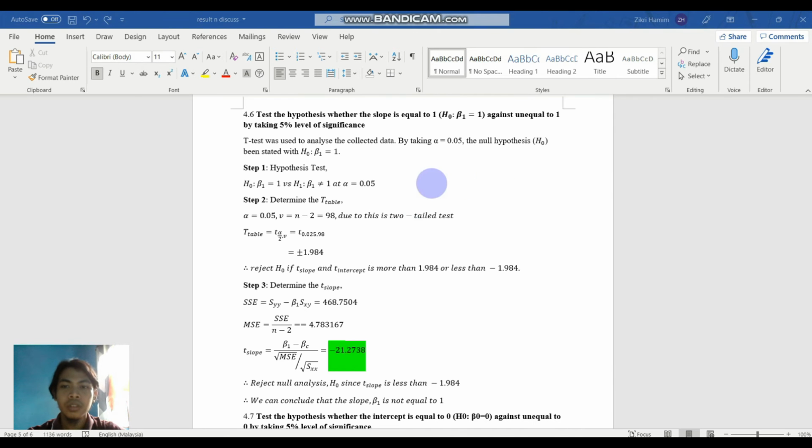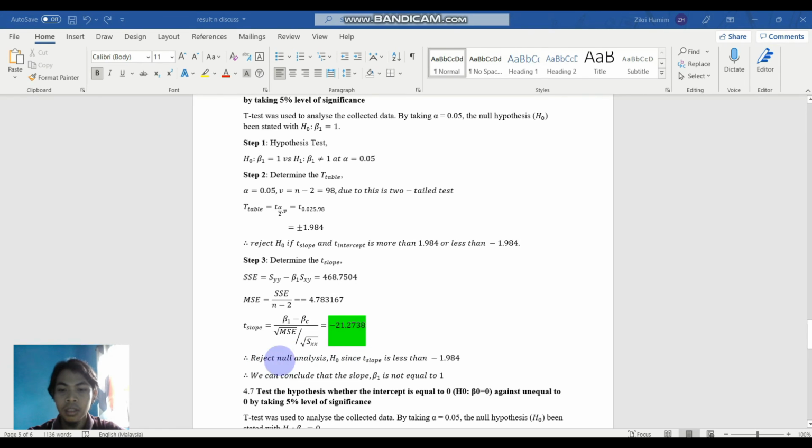Assalamualaikum. So next, we will be testing the hypothesis. So first is whether the slope is equal to 1. The null hypothesis given is beta 1 is equal to 1. So for the hypothesis, we will use the formula here and the step here to determine the t table and also the t slope for this variable. So for the t slope, we get negative 21.2738. Hence, we can reject the null hypothesis, which shows the t slope is less than negative 1.984 that we calculated on the t table. By that, we can conclude that the slope beta 1 is not equal to 1.